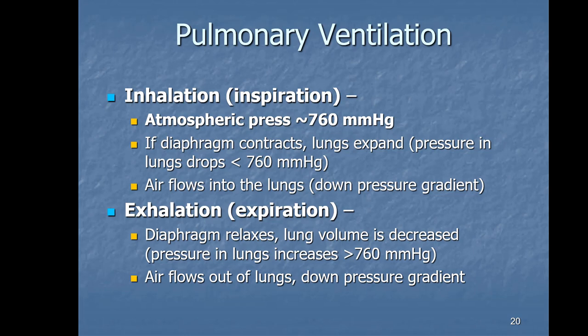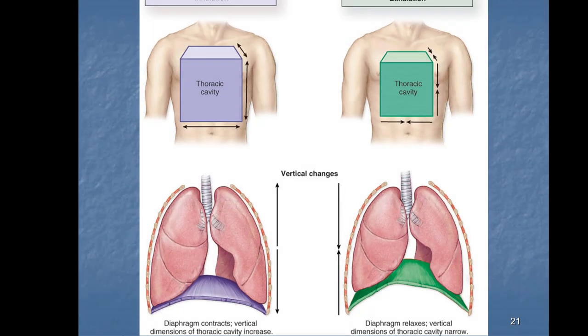And then when the diaphragm relaxes, it pushes back up. The lung volume decreases. The pressure in the lung then increases above 760. And thus you have a pressure gradient going the other way. And that's when air flows out and you exhale or expire. So picture that. So inhalation, you can see the diaphragm kind of going down a little bit. Lungs expand, pressure in the lungs drops, air comes in. Exhalation, the diaphragm relaxes, goes upward, lungs recoil a little bit, pressure goes up, and you exhale.